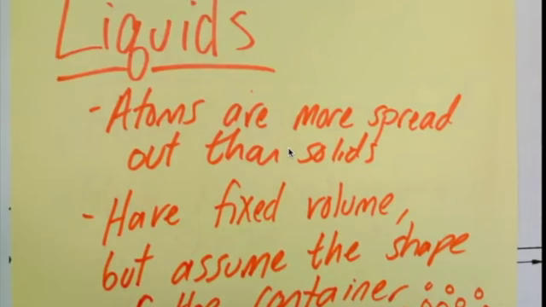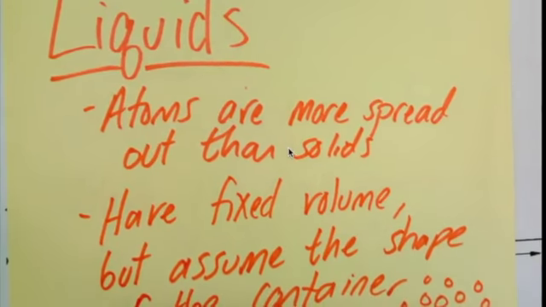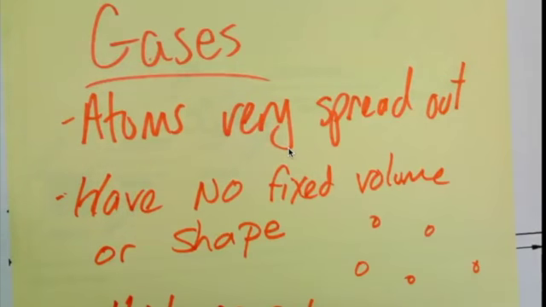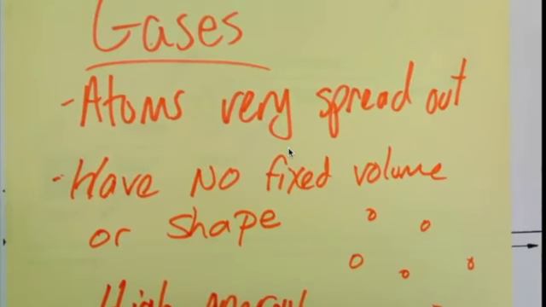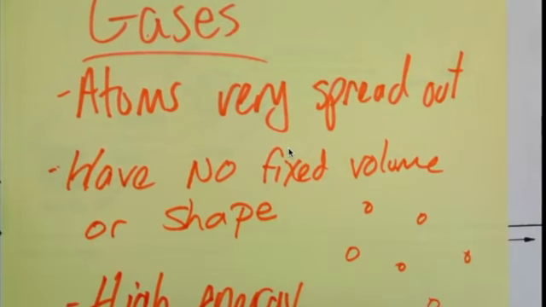Our last phase of matter that we're going to talk about today, and there are more, but the last one you need to know for today are the gases. And in a gas, the atoms are very spread out from one another because they have high amounts of energy. So these atoms are just zipping around, so they spread out far from each other. They have no fixed volume or shape.